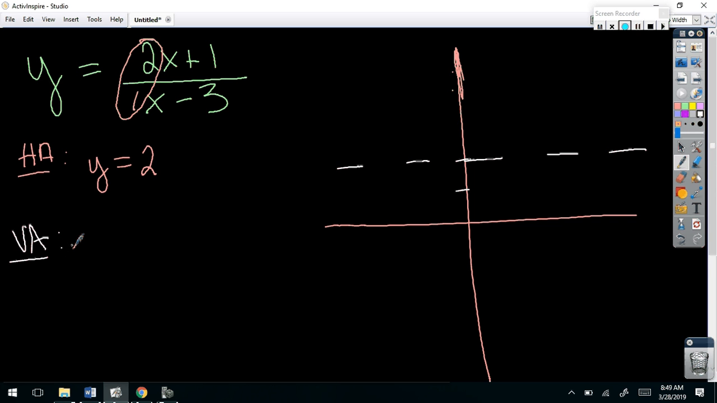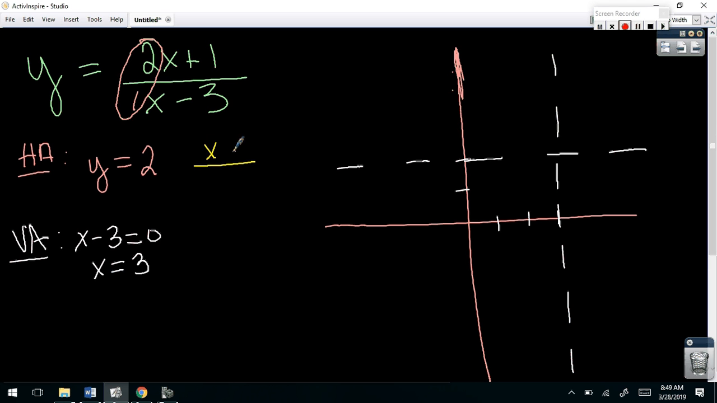My vertical asymptote is the same. Set the bottom equal to 0 and solve. I always have to do that because I always have to check to see where it would be undefined. So if x minus 3 is 0, that means x is 3, because I don't have enough room. Well, we'll make it work.